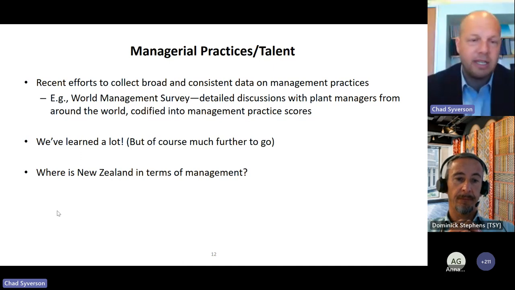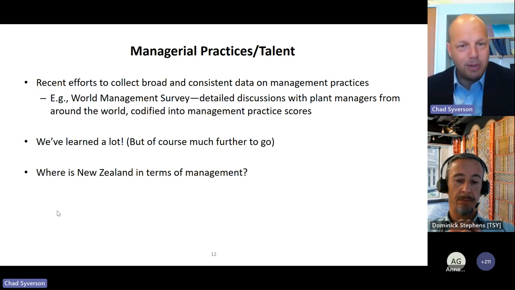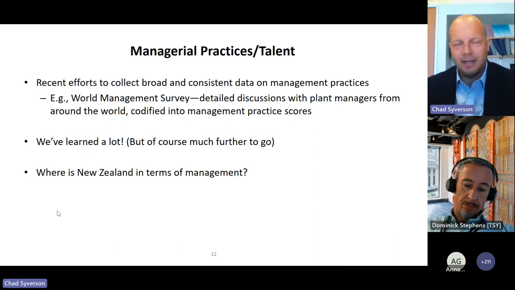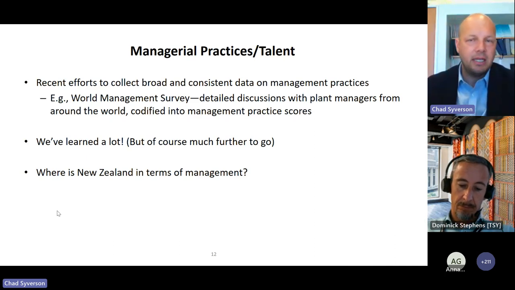One of the best known and earliest examples of this is the World Management Survey, which was put together by doing detailed discussions with plant managers from companies around the world, tens of thousands of companies now in dozens of countries, and codified those interviews into management practice scores. It showed basically that higher scores in this management practice evaluation were indeed correlated with productivity, but more than that, actually seemed to be causal as well.